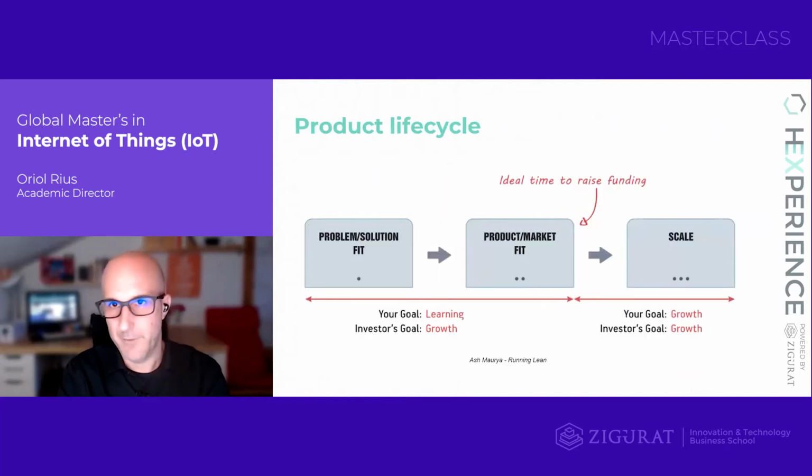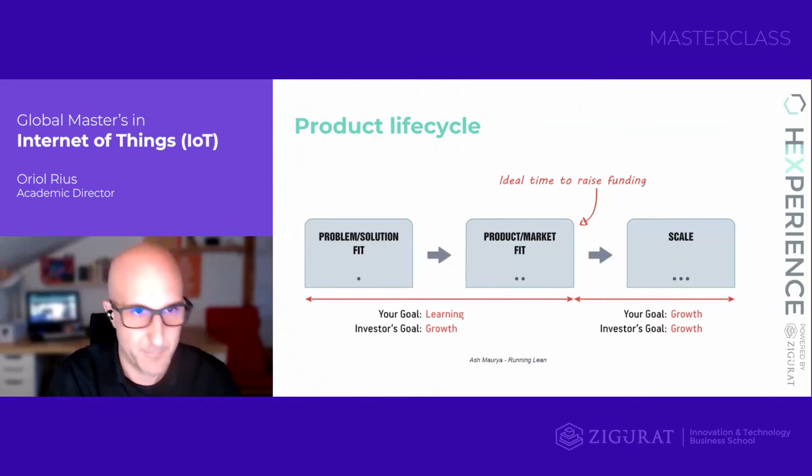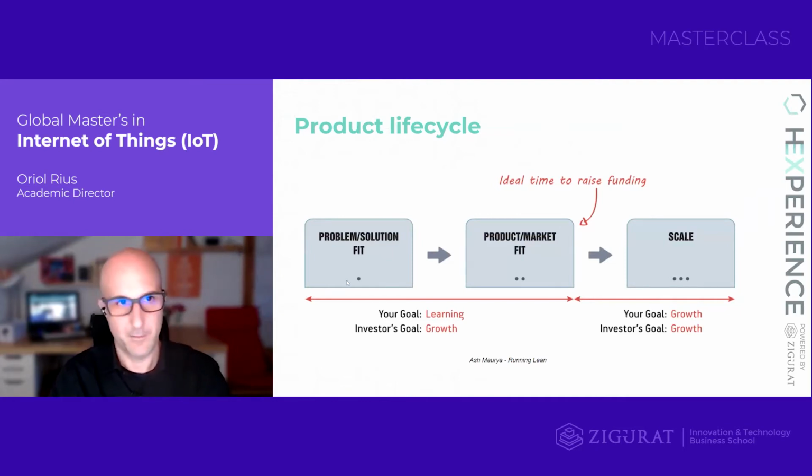In a product life cycle, at the end of the day, it's the same cycle for a product or for a project or for a company. We can distinguish 3 steps, 3 stages, or 3 phases. It doesn't matter how you call it, it's going to be the same. First of all, we are going to find a problem in the world that is worth solving. And this stage is called problem-solution fit. Okay?